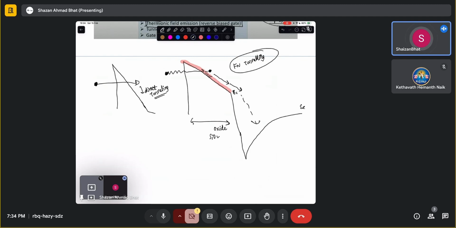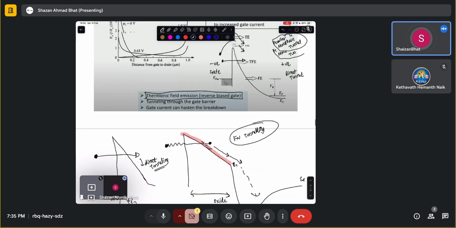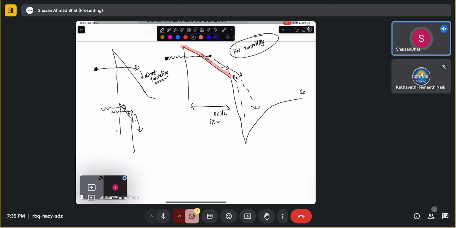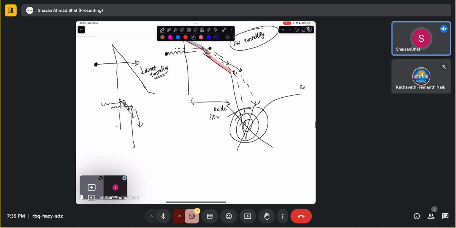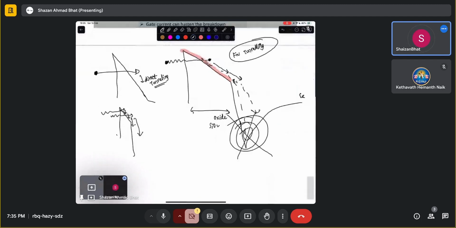Either it can go to a state or it can directly go to the other side of this barrier. If it goes directly, it goes directly down the hill. If it comes here, occupies the states, and then goes down the hill, then it's a different type of tunneling. All of these can create breakdown, because you don't want electrons to come from the gate to the channel region. That is going to damage the device by increasing the current without your control.